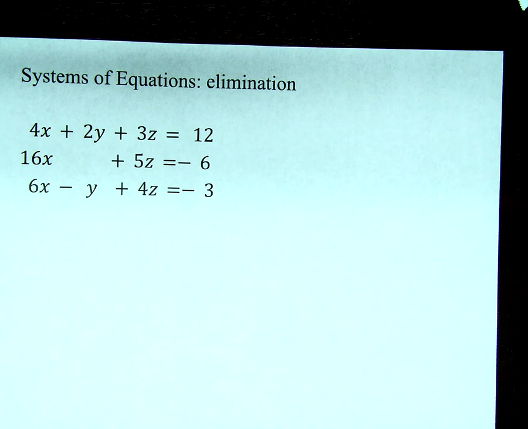We good? Okay. Now, is it okay that the middle equation doesn't have a y? Is it still a 3 by 3? It is, because what's really there? A 0, right? Okay. But today we're going to talk about elimination.